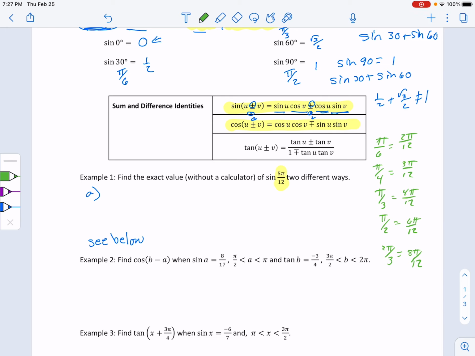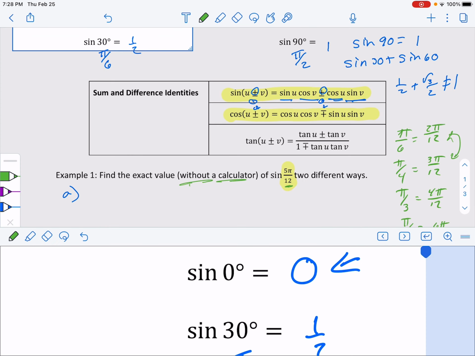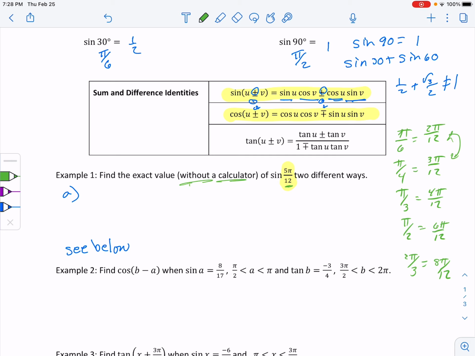Okay? And the first thing it asks you to do is find, without a calculator, and this is important, without a calculator, the sine of 5 pi over 12. Well, I go over here and go, well, I can get to 5 pi over 12 if I add these two angles together. Because I don't know this. It's not on my unit circle. But pi over 6 is, and pi over 4 is. That's why I use these, because they're in my unit circle. All right, so instead of having the sine of 5 pi over 12, I'm going to rewrite it as the sine of pi over 6 plus pi over 4.